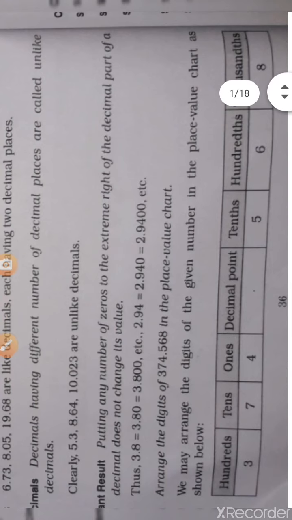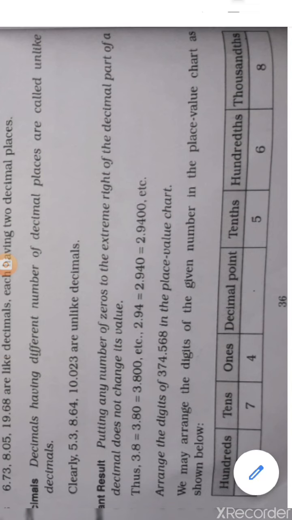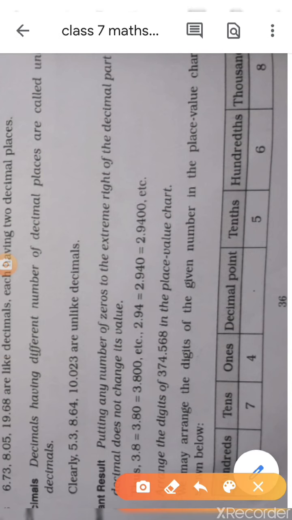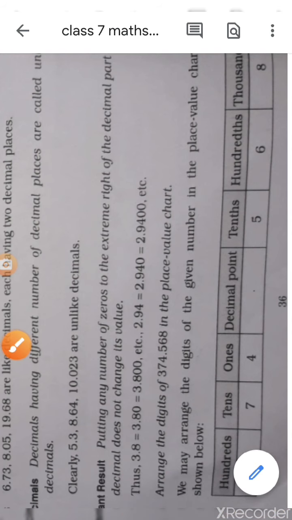Now let's see the important result. Putting any number of zeros to the extreme right of the decimal part of a decimal does not change its value. Let's understand it by example. See the example 3.8. If we put 1 zero or 2 zeros or any number of zeros on the rightmost part of the decimal, then it does not change its value.